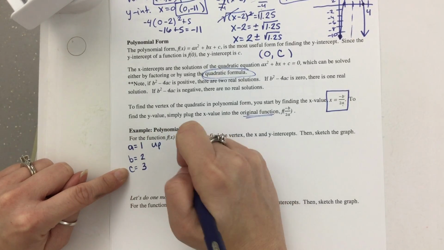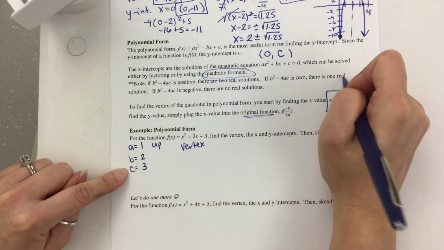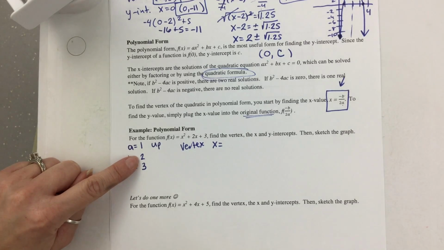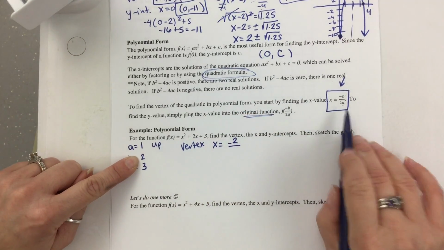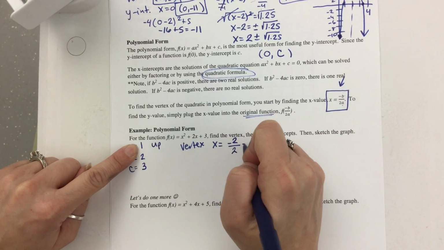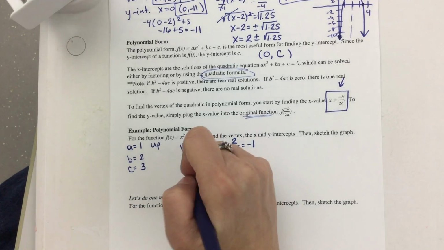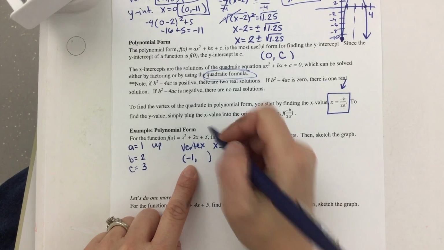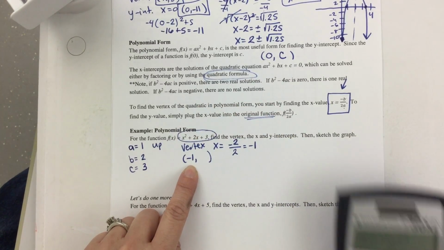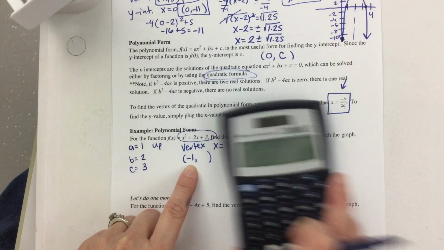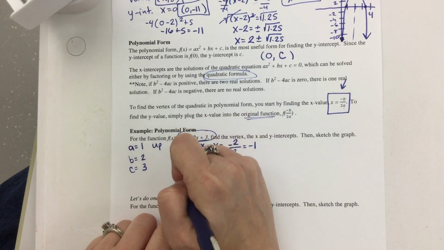C is 3. If I want to find the vertex, they told me x equals the opposite of B. B is a 2. The opposite of a 2 is a negative 2 over 2 times A. A is a 1. 2 times 1 is 2. So negative 2 over 2 is negative 1. So to find my center point, the x value is negative 1. To find y, you have to go back to the original and fill that in. So negative 1 squared plus 2 times negative 1 plus 3 is 2.